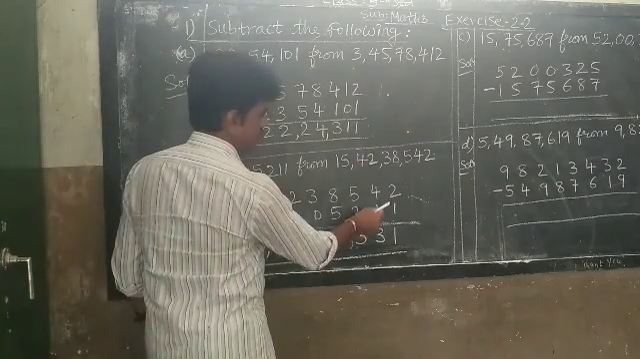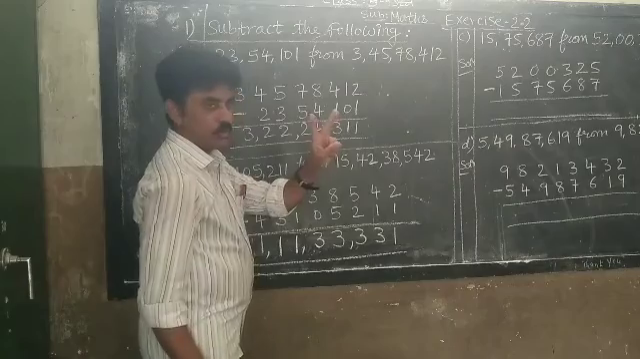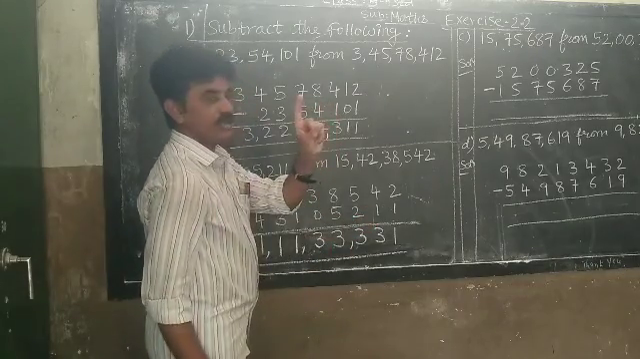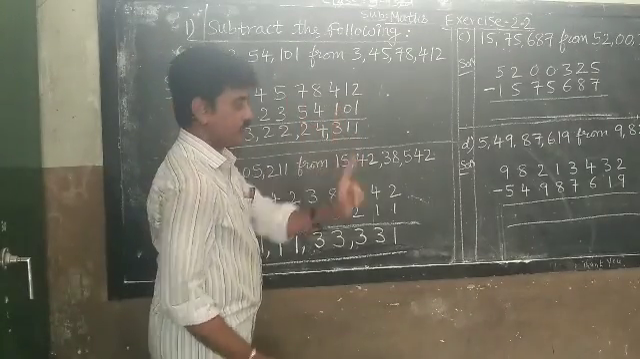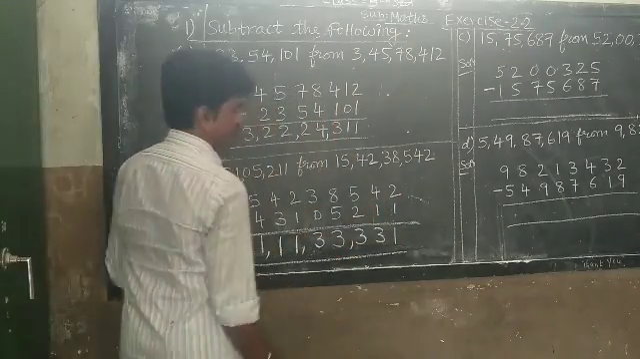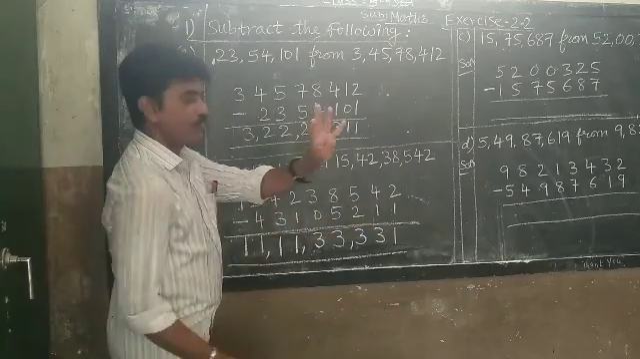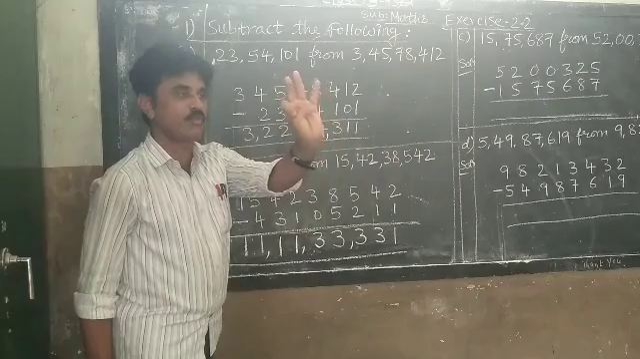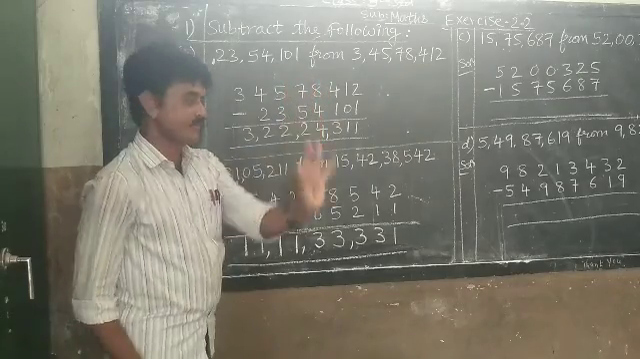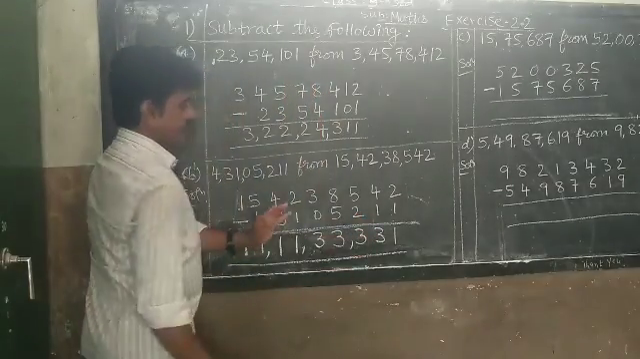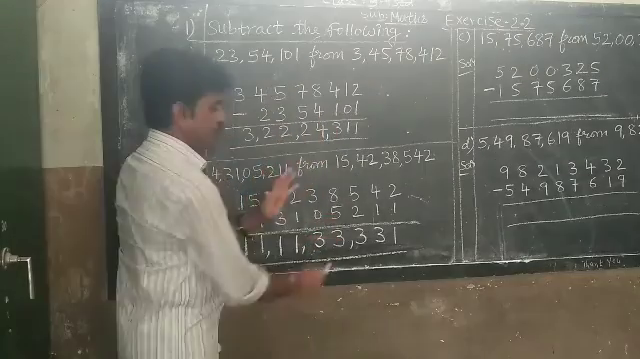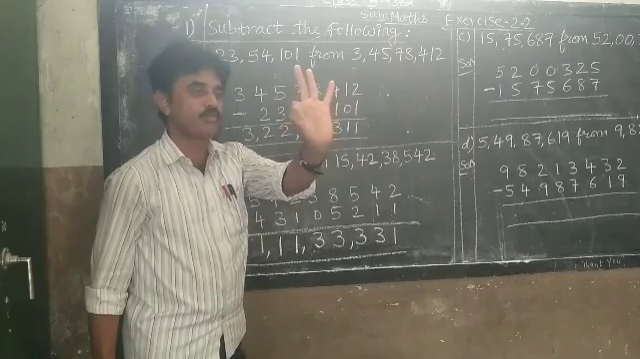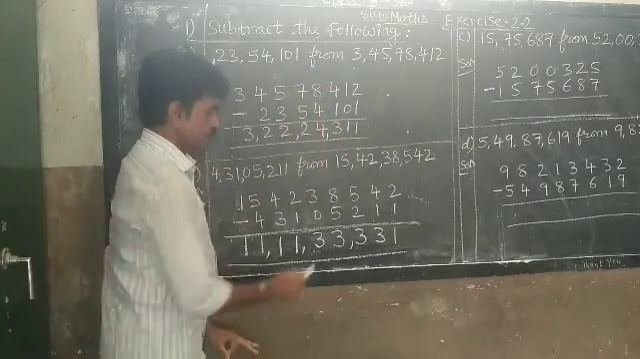So start from ones place. 2 minus 1. 2 minus means remove. How much to remove? 1. 2 minus 1, 1. Next, 4 minus 1. Out of 4, if you remove 1, how much is it? 3. So 4 minus 1, 3. Next, 5 minus 2. Out of 5, if you remove 2, how much is it? 3. So 5 minus 2, 3.